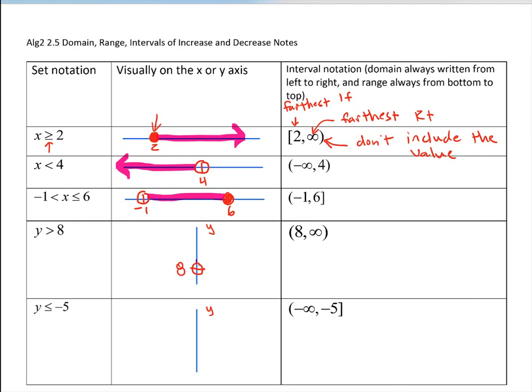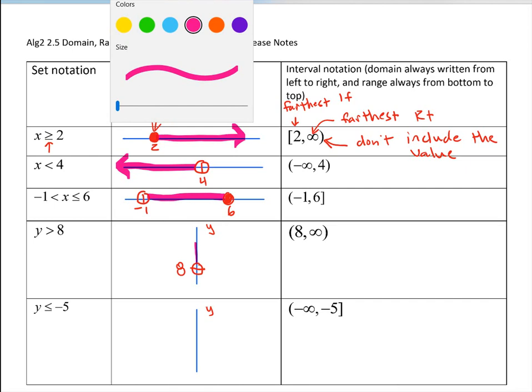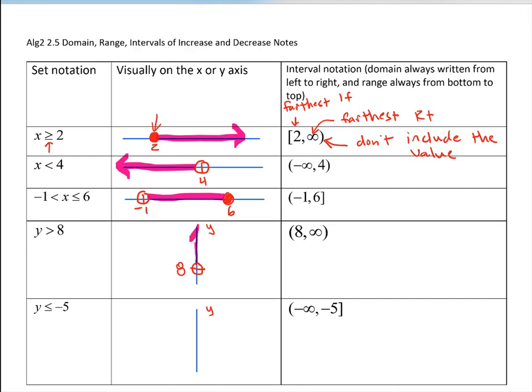So if y is greater than 8, that means that it would be going up, right? We're going to go up this way. Now, when it's y instead of x, this value here, instead of farthest left, farthest right, is going to be pretty much the lowest, and this value here is going to represent the highest. Right? So the lowest this graph goes is positive 8, and we don't include it, so we have a parentheses. Now the highest it goes, well, it goes up forever, so that's positive infinity. And then we have a parentheses because it's infinity.